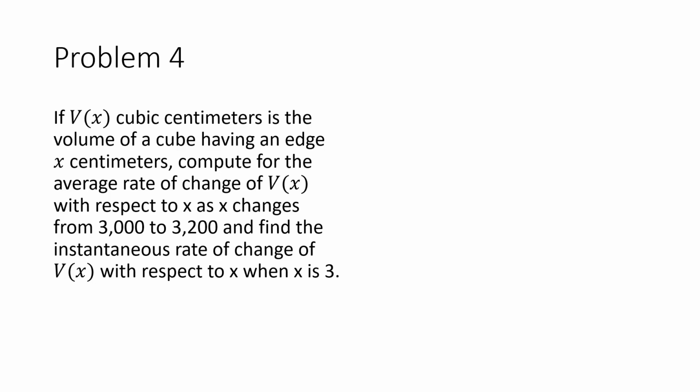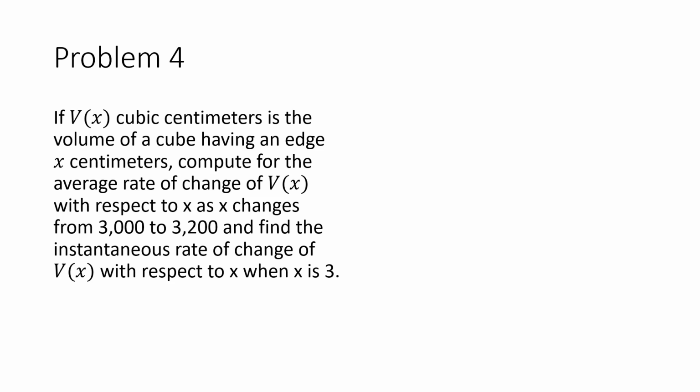It says here, if v of x cubic centimeters is the volume of a cube having an edge of x centimeters, compute for the average rate of change of v of x with respect to x as x changes from 3,000 to 3,200, and find the instantaneous rate of change of v of x with respect to x when x is 3. So let's define first our function.